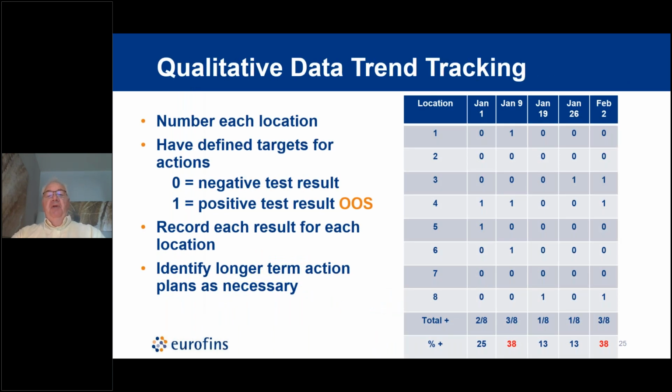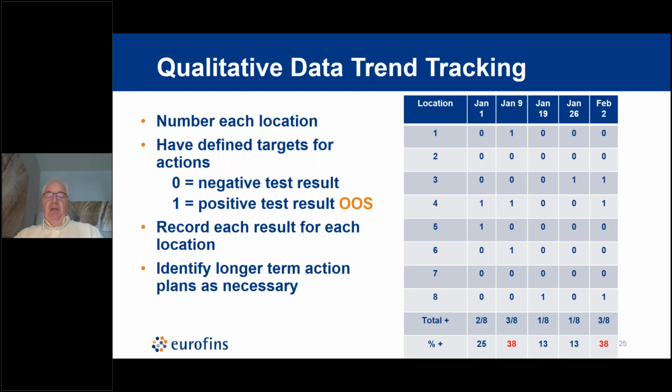I want to give you an example how you can trend track qualitative data. So in this case, if it's pass, fail, detected, not detected, positive or negative, any result that is in spec, you would give it a 0. Any result that's out of spec, you give that result a number 1. So in this case, this is environmental monitoring data. This company would be testing 8 different locations in their facility, and they would do the testing roughly once a week.